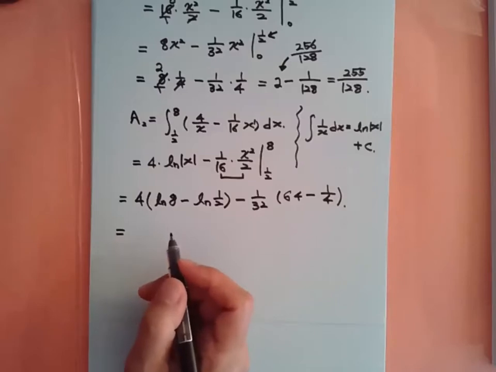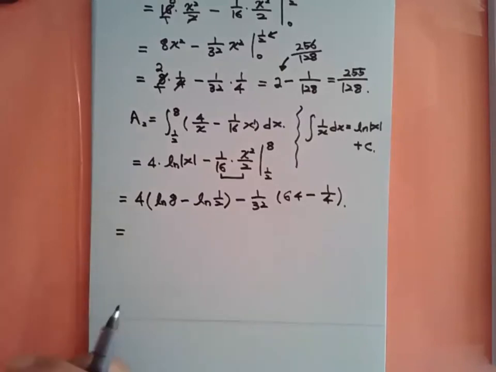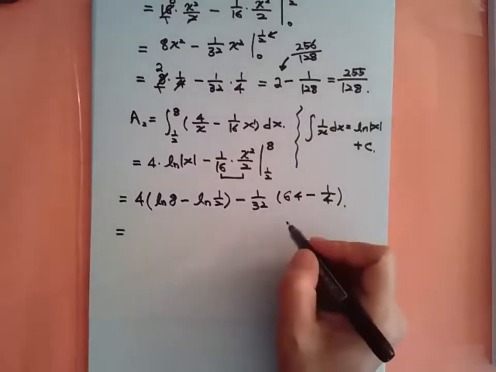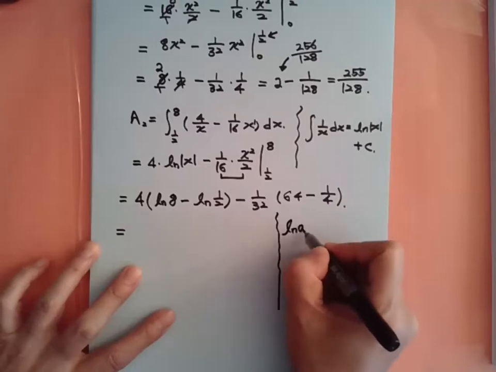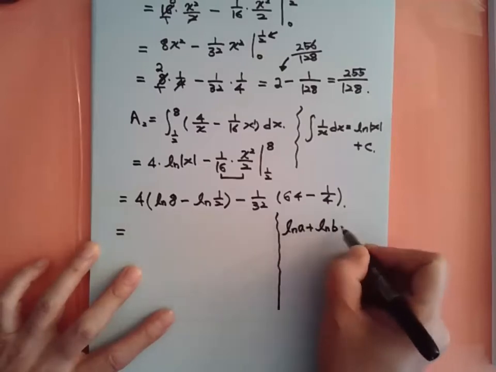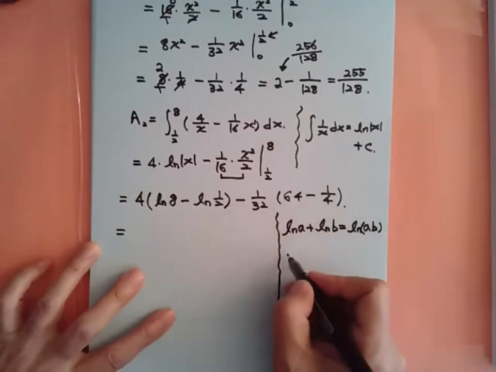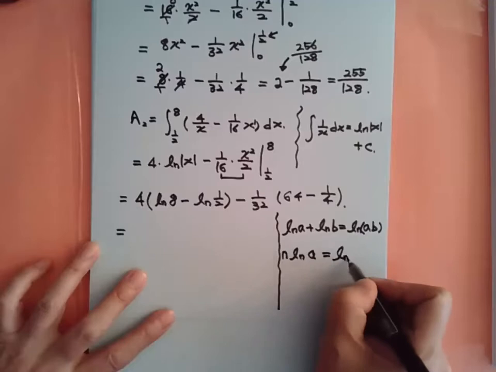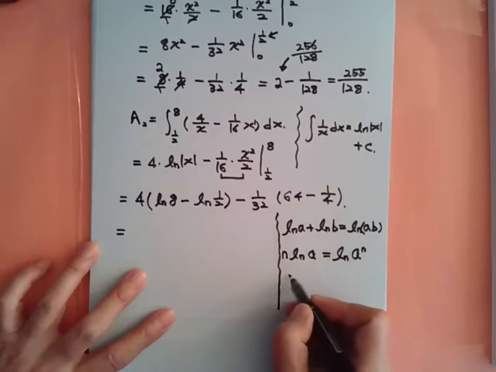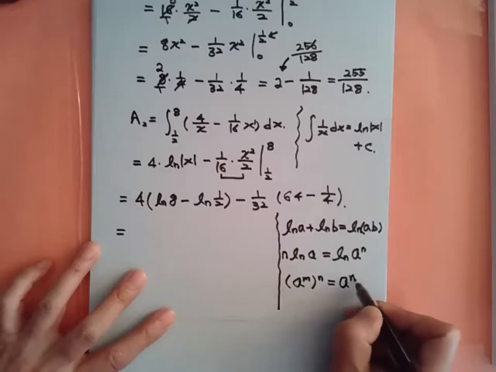We want to simplify a little bit by using the logarithmic formula. Before we get there, let me review the logarithmic formula. Natural log of A plus natural log of B is the same as natural log of AB. And n times natural log of A equals natural log of A to the n power. And this is just a power formula, not a natural log formula. A to the n power to the m is A to the m times n power.